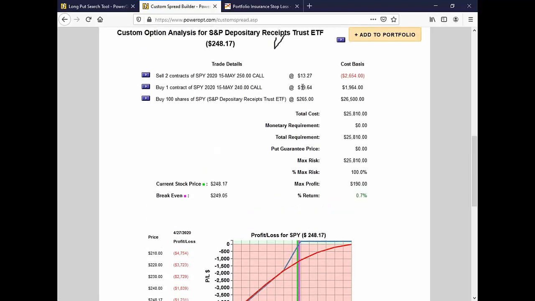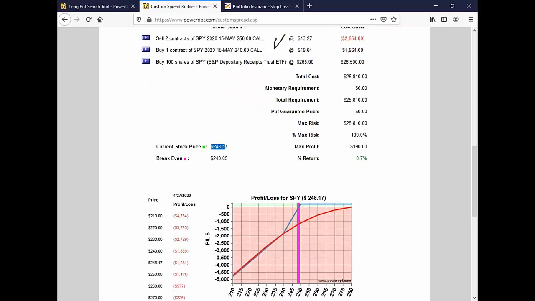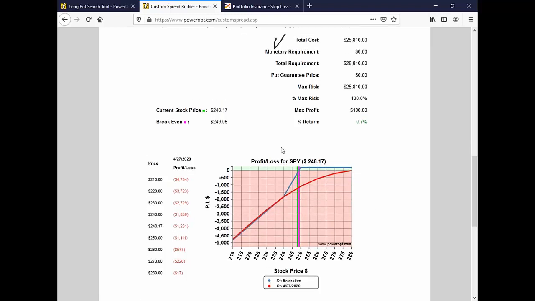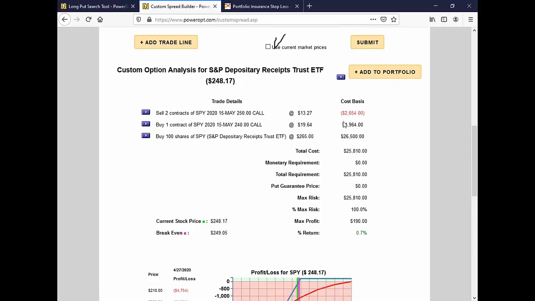On Power Options, Bernard, we have a stock repair tool. The stock repair tool tries to build ratio spreads for your position. You can put in your stock price and the number of shares, and it tries to build a ratio spread to help you get back to break even faster. Look at this. If the stock goes back up to 250 at May expiration, I'm at profit. Even though my cost based on the stock, Bernard, is still $265. Where's the extra $15 come from?